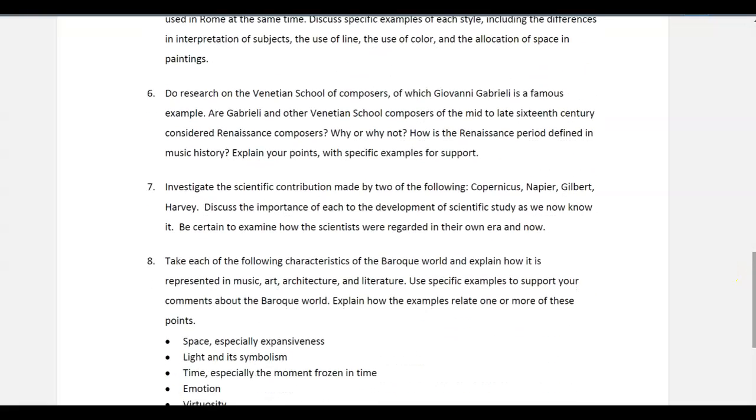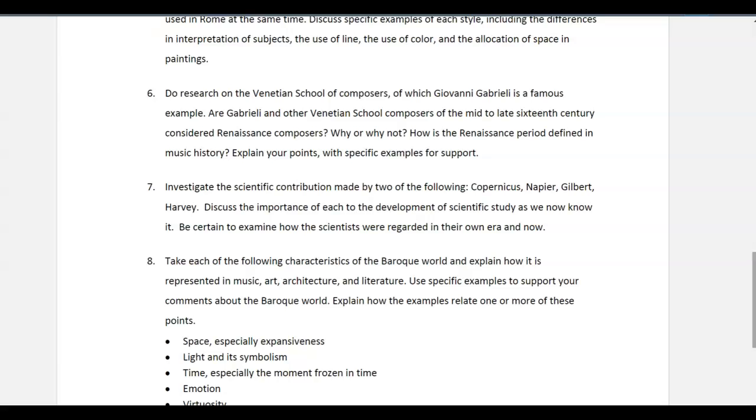For number 6, it's again in Venice, where you had a highly influential aspect about composers and music of this era. You have Giovanni Gabrieli, and so I asked you to look at his work and other Venetian school composers. That's around the 1500s, about 1530-40 to about 1590s. And so I want you to look at those.